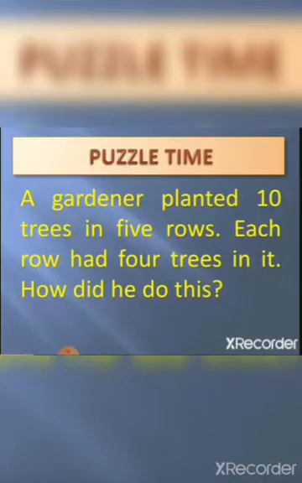Good morning, children. Before we start the class, try to answer this puzzle. A gardener planted 10 trees in 5 rows. Each row had 4 trees in it. How did he do this? Guess. Yes, he arranged the trees in a star pattern.